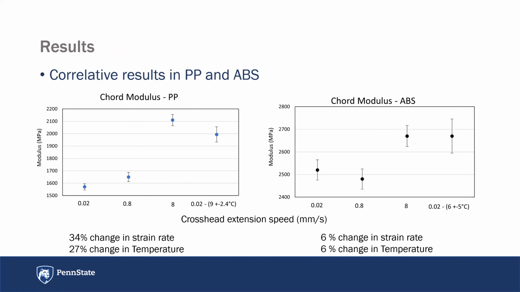So our significant results in polypropylene, as we increased our rate of testing, we saw a 34% increase in our material modulus. And as we lowered our test temperature, we saw a 27% increase. And these testing methods were nearly similar in terms of modulus. For ABS, as we increased our strain rate, we saw a 6% increase in our material modulus. And as we decreased our test temperature, we saw again a 6% increase in modulus.